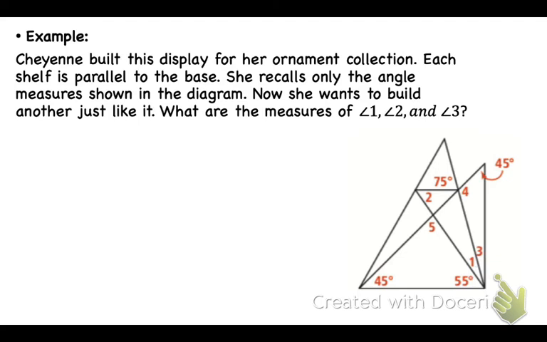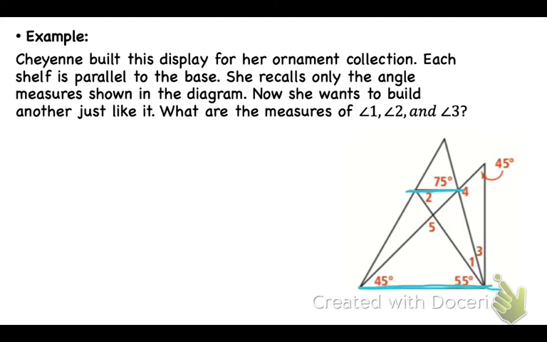So we need to find angle 1, 2, and 3. So it's telling me that this is parallel to this, yes? Yep. Okay, so I know that. I know this one's 75.